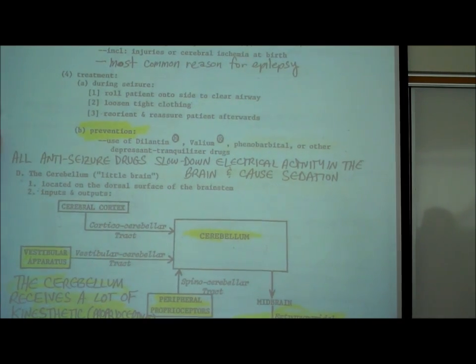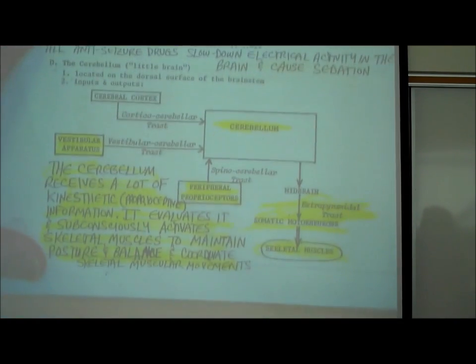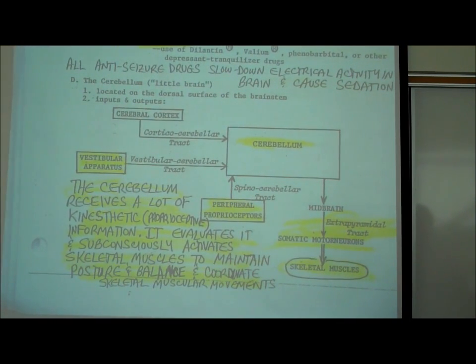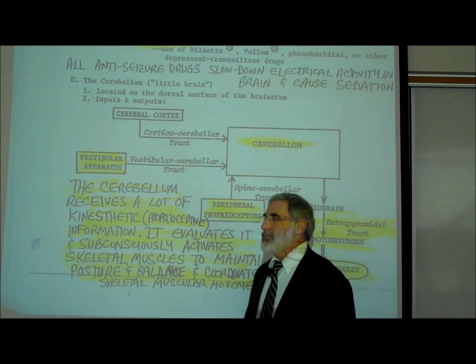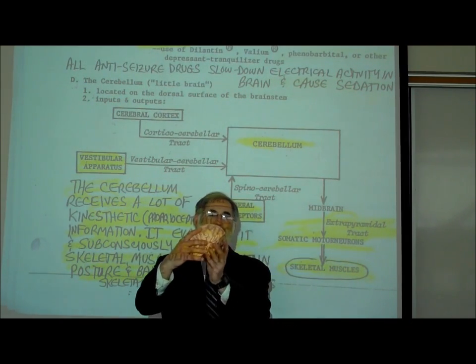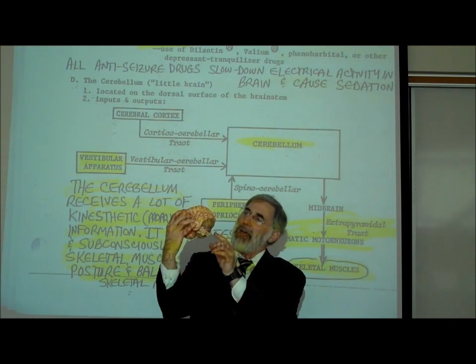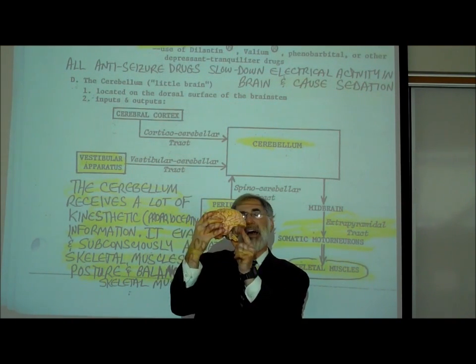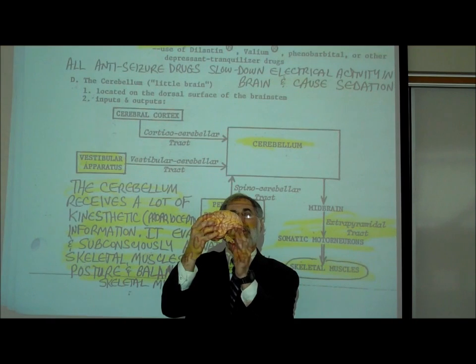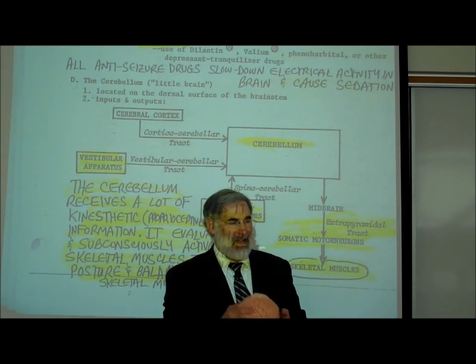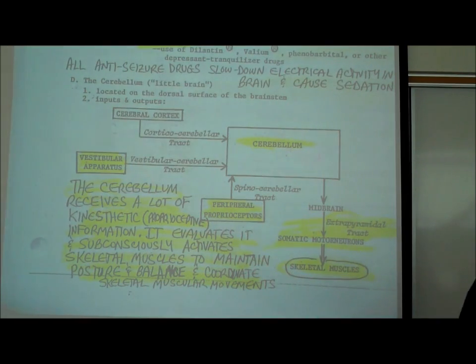The next area of the brain, now that we've completed the cerebral cortex, is the cerebellum. Now, the cerebellum, the word literally means little brain, and on my model of the brain here, this is the cerebrum, and right here on the back side, the posterior side, are the lobes of the cerebellum. So it means literally small brain.